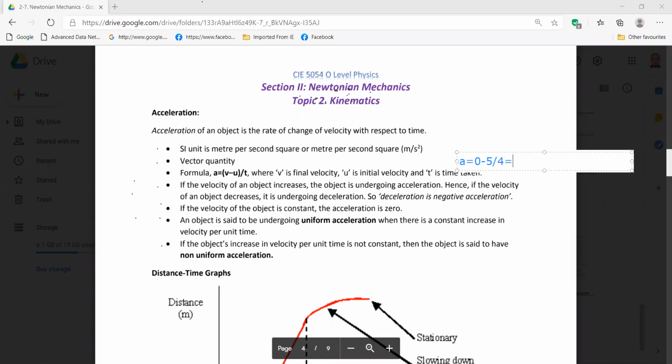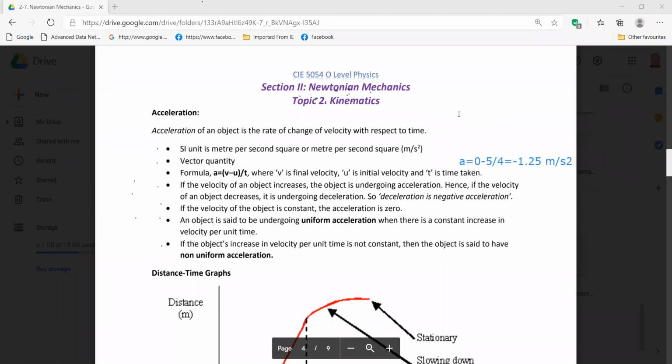It will be minus, right? Minus 1.25 meter per second square. Look, in this case, we have a minus sign, right? During slowing down, or during the deceleration process, the slowing down is also known as deceleration, the opposite of acceleration.